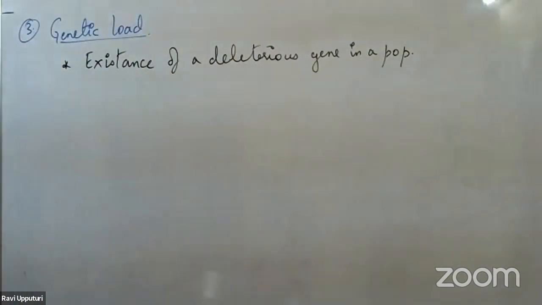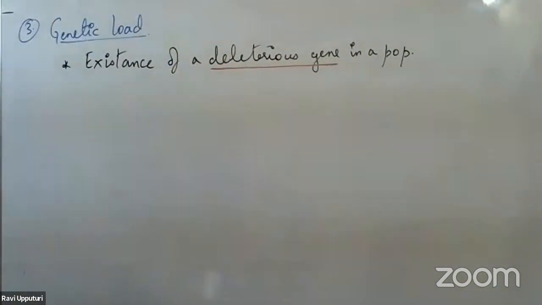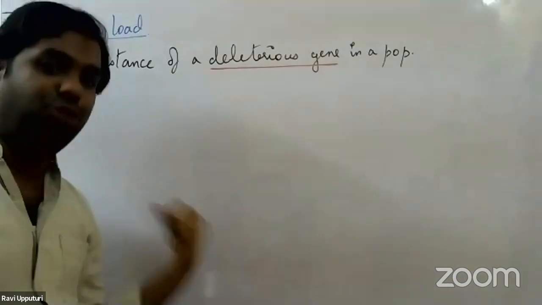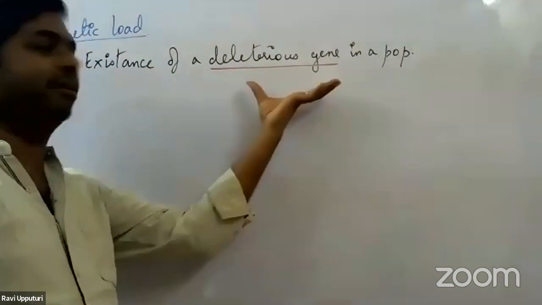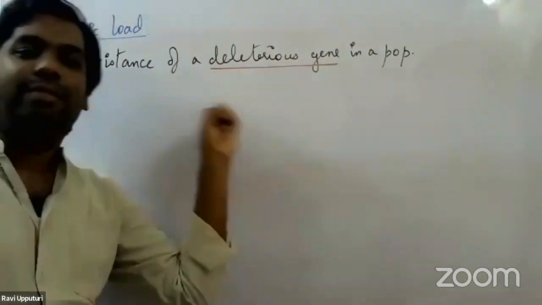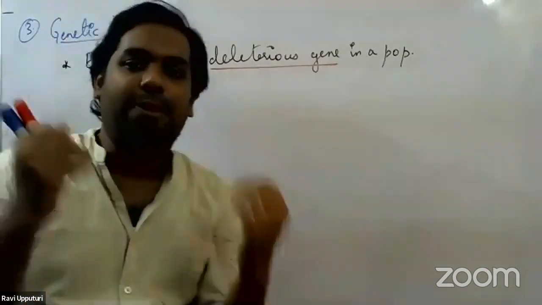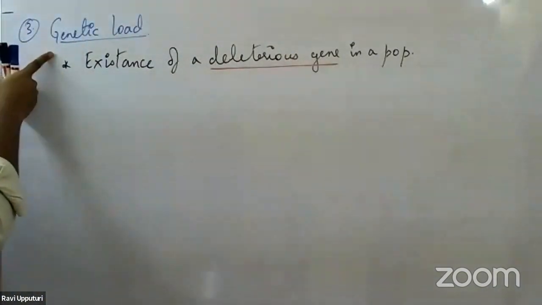So what does genetic load mean? Existence of a deleterious gene in a population. Now what do we mean by the term deleterious gene? A deleterious gene could also be called a harmful gene or a disadvantageous gene. If that sort of harmful or disadvantageous gene is present within a population, that condition we usually call genetic load.